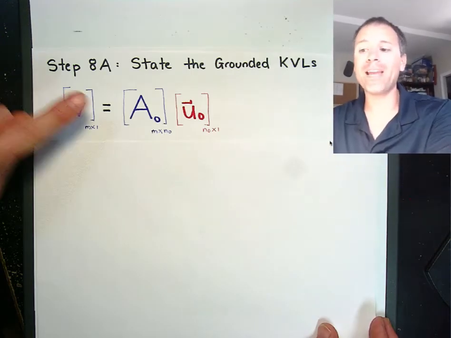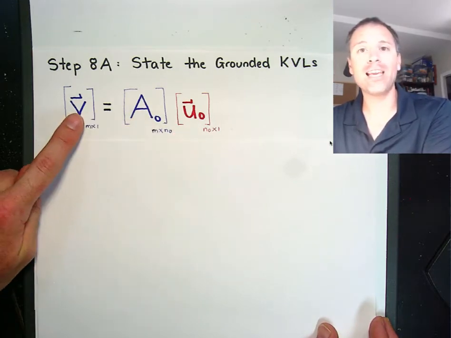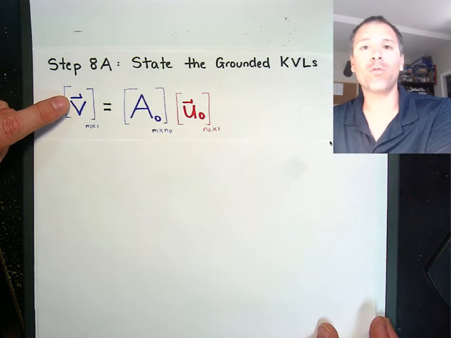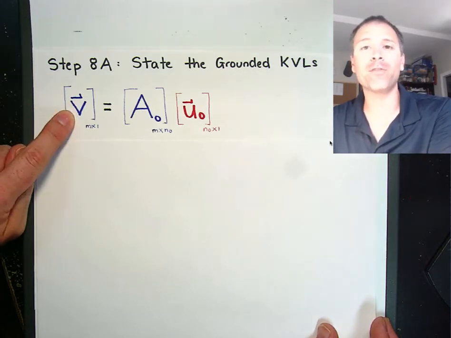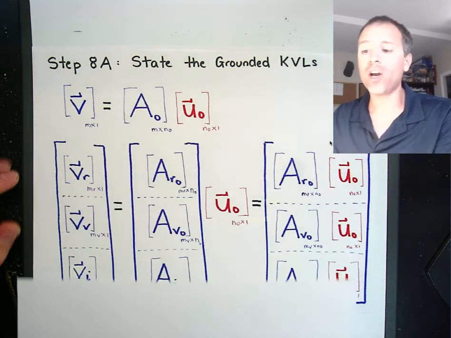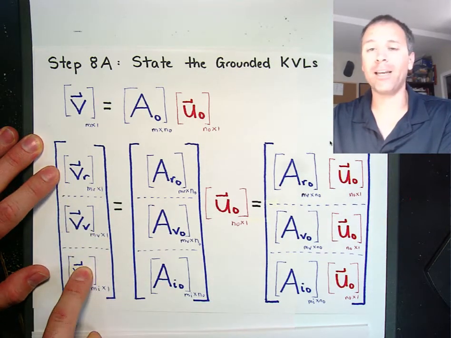We're going to call the matrix vector product A naught times U naught equal to V. That is the set of all KVL equations in node potential form for every single element in my circuit. There are going to be m different entries of V because there are m voltage drops. Of course, we noticed that the voltage drop vector was partitioned by element type.